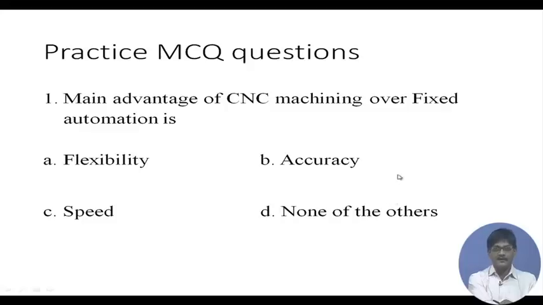There is one practice question. The main advantage of CNC machining over fixed automation is: flexibility, accuracy, speed, or none of the others? The answer is flexibility.